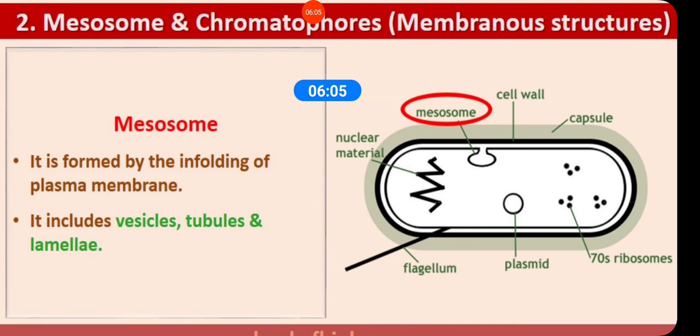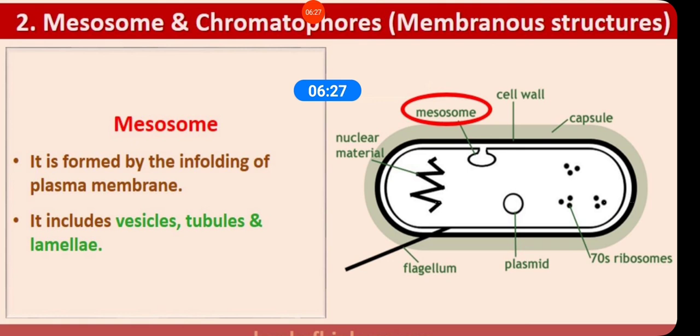Okay, so they play a very important role in the prokaryotes. First of all, they help in respiration and cellular secretion of the prokaryotes. They help in increasing the enzymatic actions. They increase the surface area of the plasma membrane.